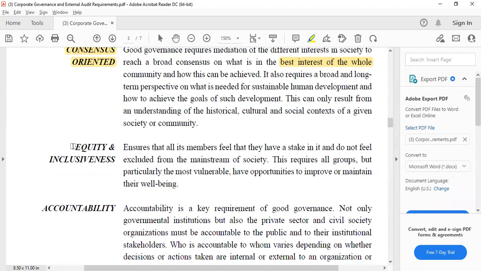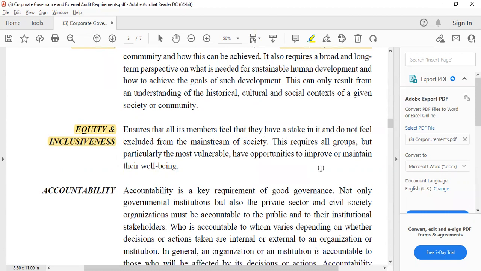And then we have equity and inclusiveness. This ensures that all its members feel that they have a stake in it and do not feel excluded from the mainstream of society. So this requires all groups, but particularly the most vulnerable, they should have opportunities to improve or maintain their well-being. So if we apply this in a corporation, the rank and file employees should be able to feel that their concerns are being taken into account, that their benefits are also taken into account. Wala sila echapuera, wala sila kalimutan. So this reflects equity and inclusiveness. If we want to promote good corporate governance, we should be able to apply this characteristic. We should include everyone. We should not exclude anyone.